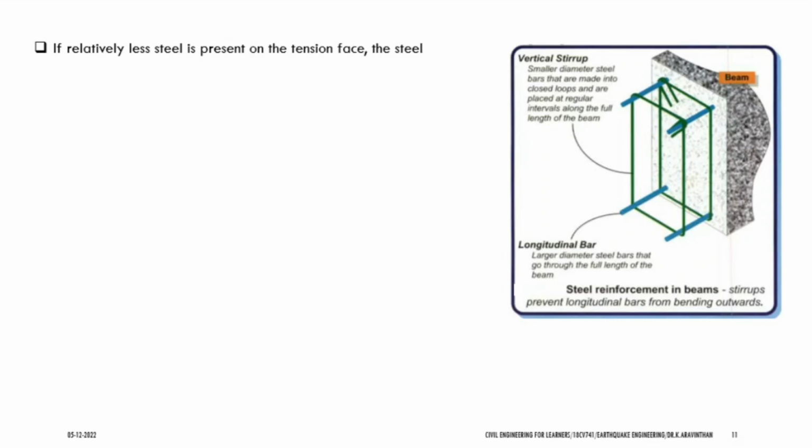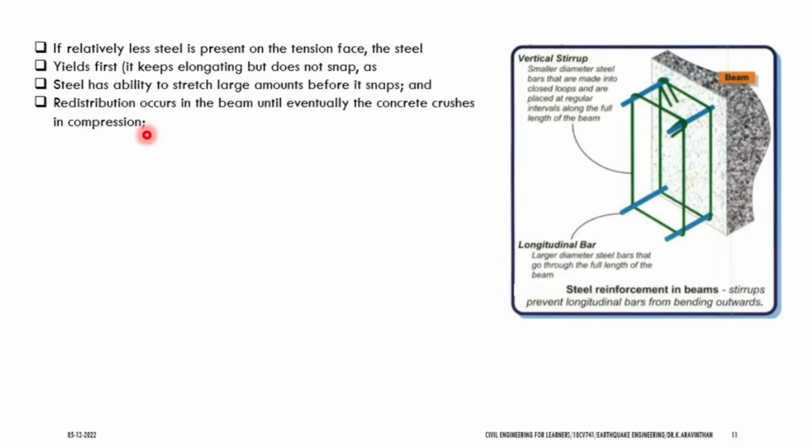If relatively less steel is present in the tension face, which yields first? You can see the vertical stirrups should be smaller than the diameter of the main rod. When you are designing as a designer and the longitudinal rod is 12 mm diameter, what does the code say? The stirrup should have lesser thickness than that. If you are providing a 16 mm diameter rod, the stirrup should be 12 mm, so that you will not have any compression failure. During any earthquake, which member should fail first?